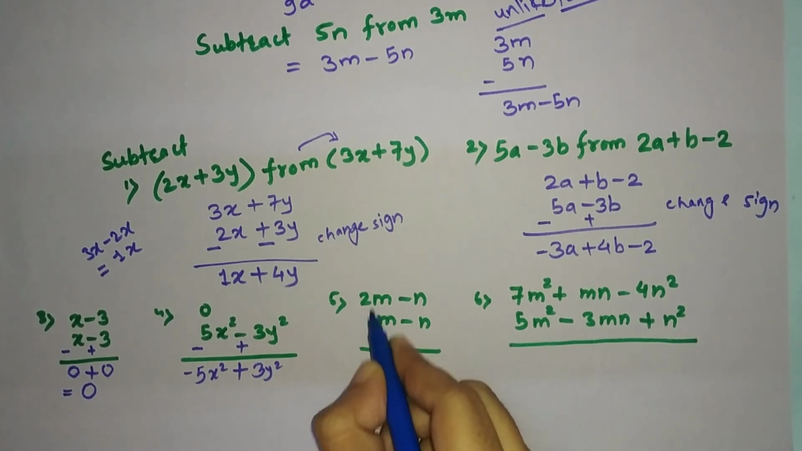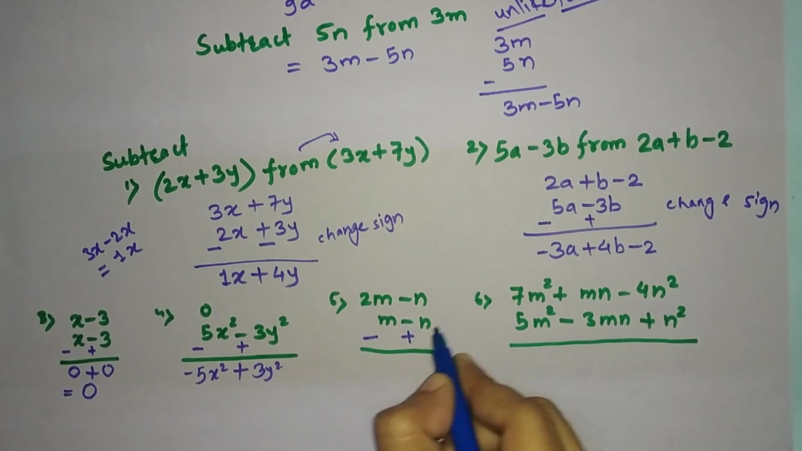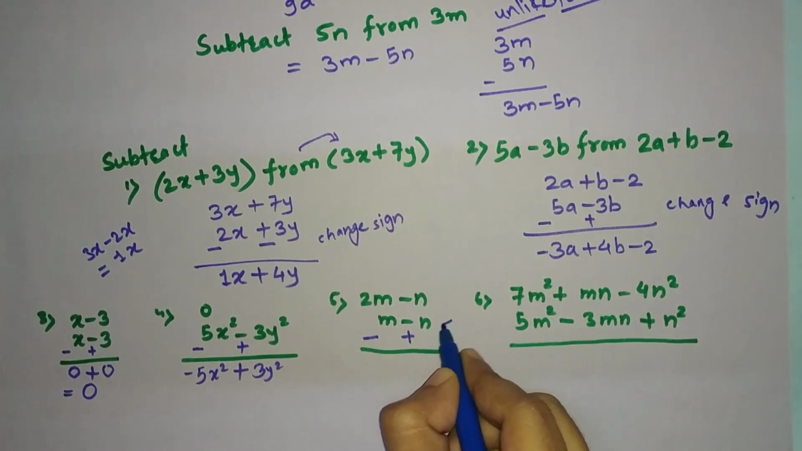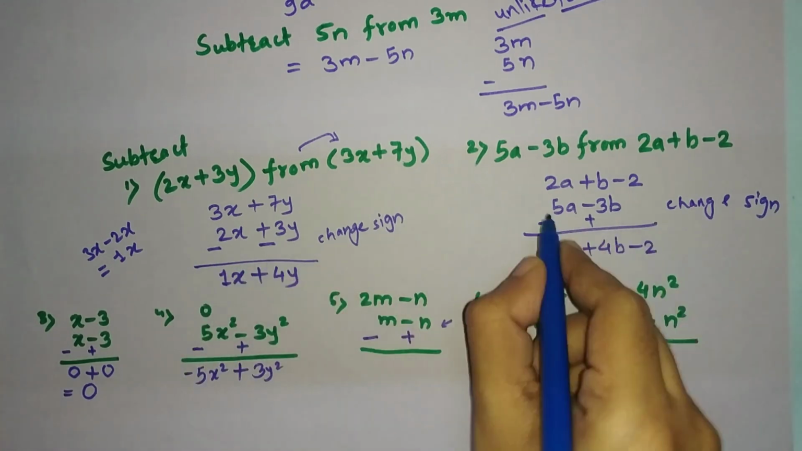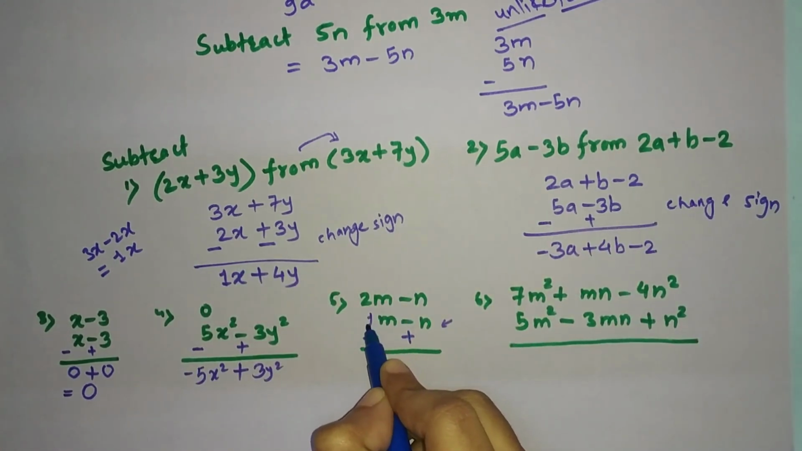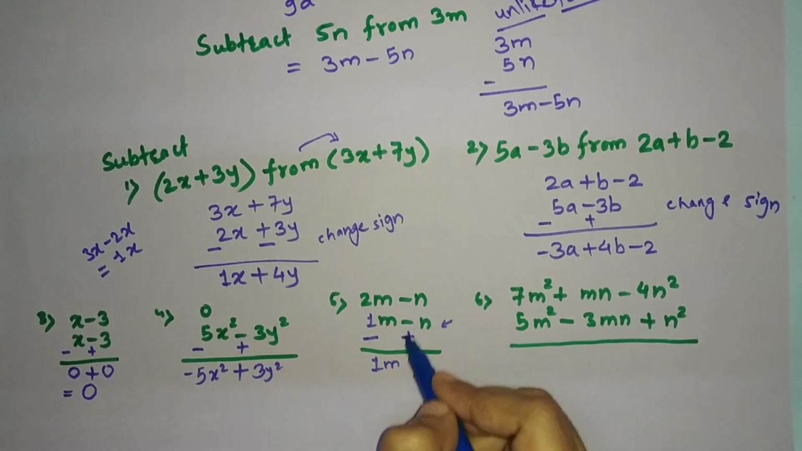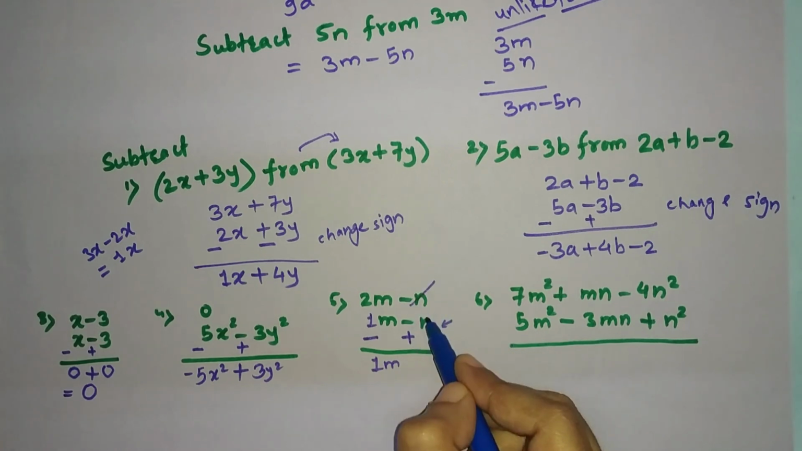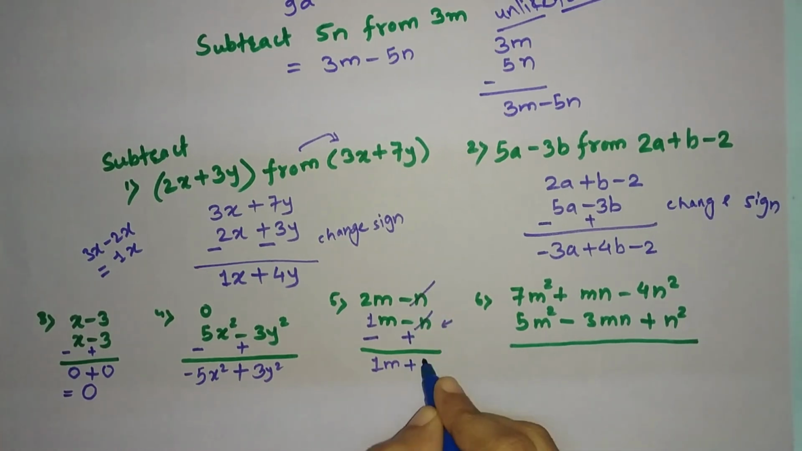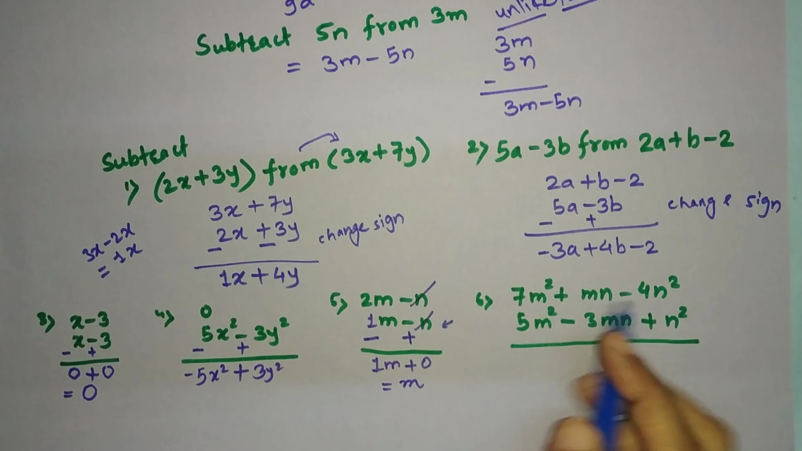Now here again we'll change the sign. It becomes plus m, it becomes minus, and minus becomes plus. We are only changing signs of these expressions, the below expressions. So now 2m minus m, actually it is 1m. So 2 minus 1 is 1m. Minus n plus n will cancel each other, means it becomes a plus 0. So the answer is just m. 1m is only m. Minus n plus n will cancel each other.